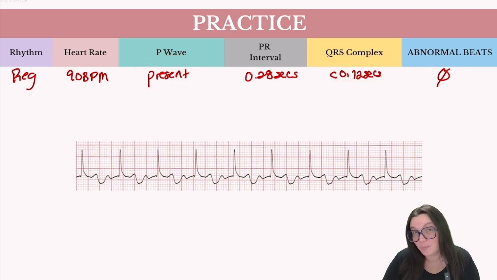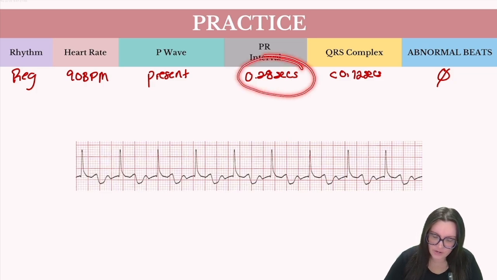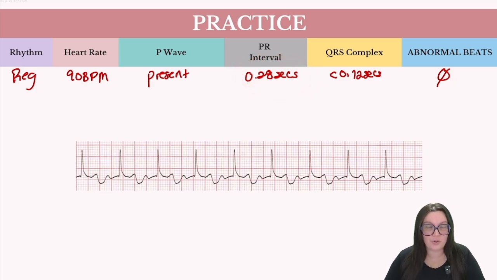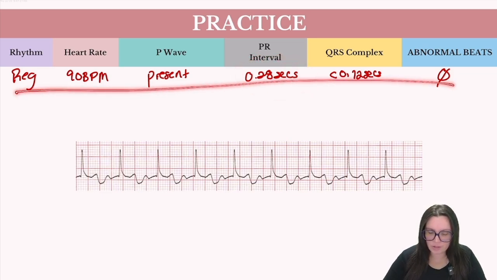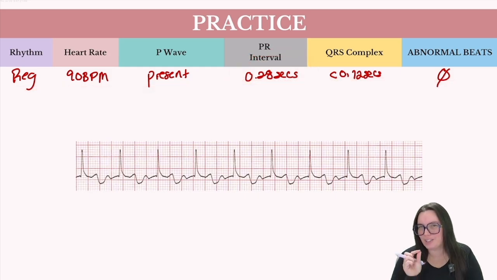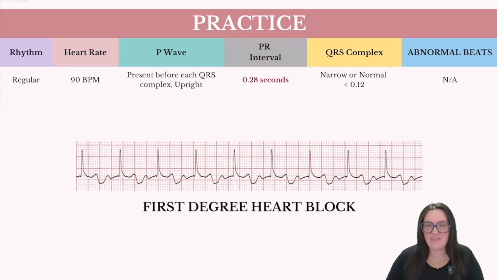So it looks like I'm looking at a normal sinus rhythm, but the only difference here is I have this very long PR interval. So if I have a regular rhythm with a long PR interval, which heart block do I have? You got it. I have a first-degree heart block. In this case, you want to identify the underlying rhythm. So we would call this a normal sinus rhythm with a first-degree heart block.